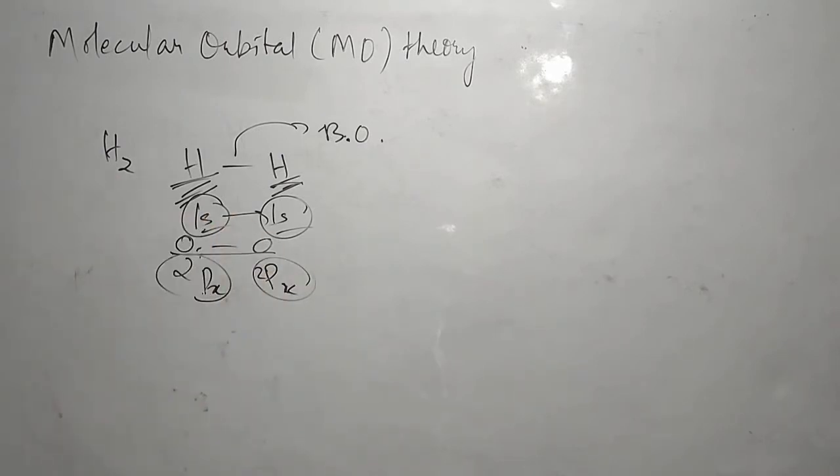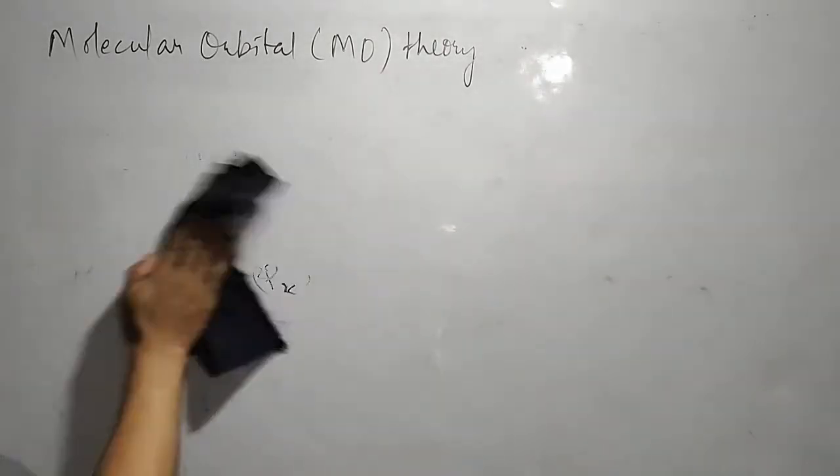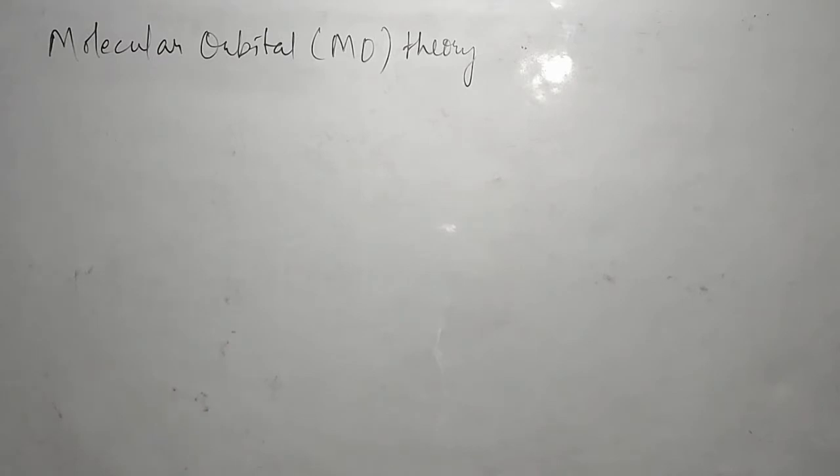The next one is that the combining atomic orbitals should overlap effectively, which means they overlap to a reasonable extent. Moving on to the next one: whenever two atomic orbitals combine, if it is a head-on overlap, it will give a sigma molecular orbital. If the overlap is sideways, it will give a pi molecular orbital.